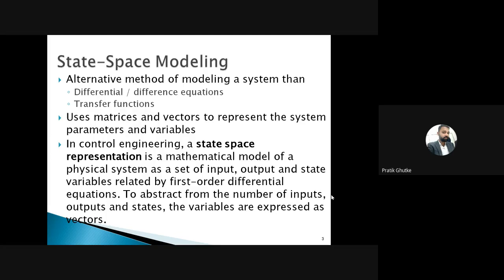So in control engineering, a state space representation is a mathematical model of a physical system as a set of input and output and state variables related by first order differential equations. To abstract from the number of inputs and outputs and the states, the variables are expressed as vectors. So we will see one by one the definitions of what actually state space equation and state space modeling mean.